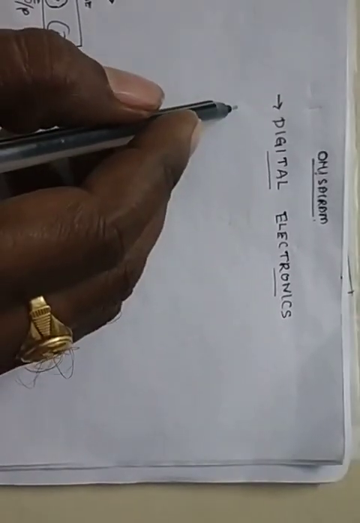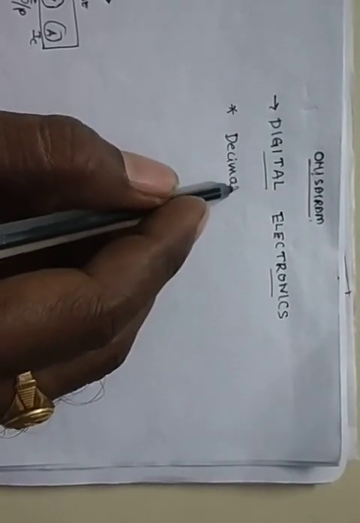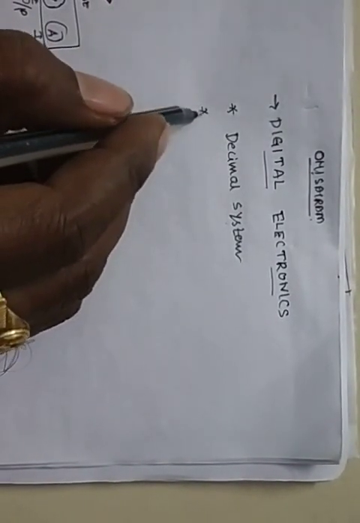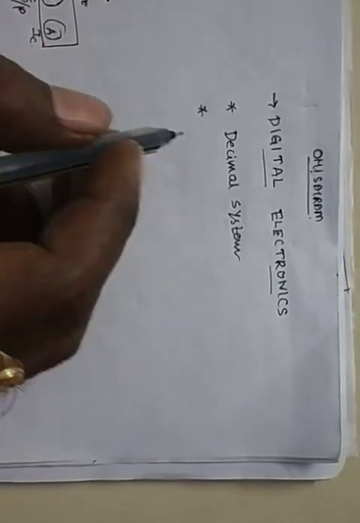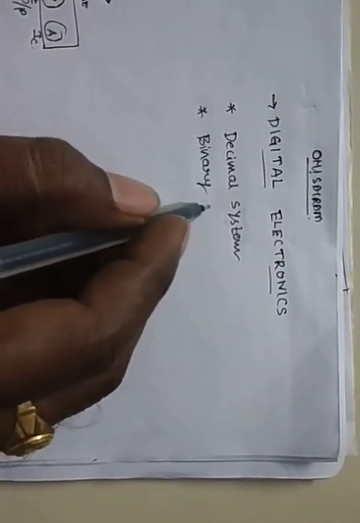Okay, so here the numbers, we know the numbers from 0 to 9, that system is said to be a decimal system. But in digital, that means in computer, whatever number from 0 to 9 we give, it will take only two numbers. That's why it is said to be a binary system.